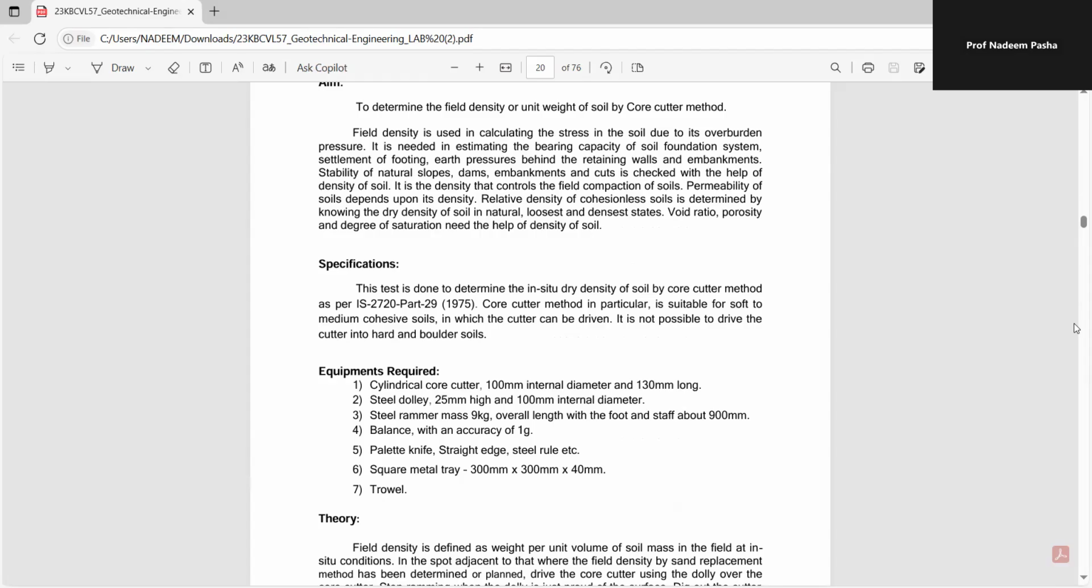Relative density of cohesionless soil is determined by knowing the dry density of soil in natural, loosest and densest state. Void ratio, porosity, and degree of saturation need the help of density of soil.